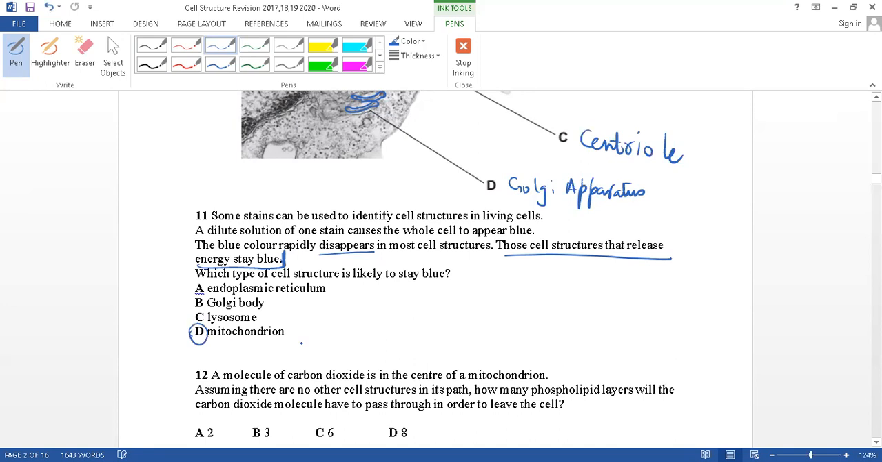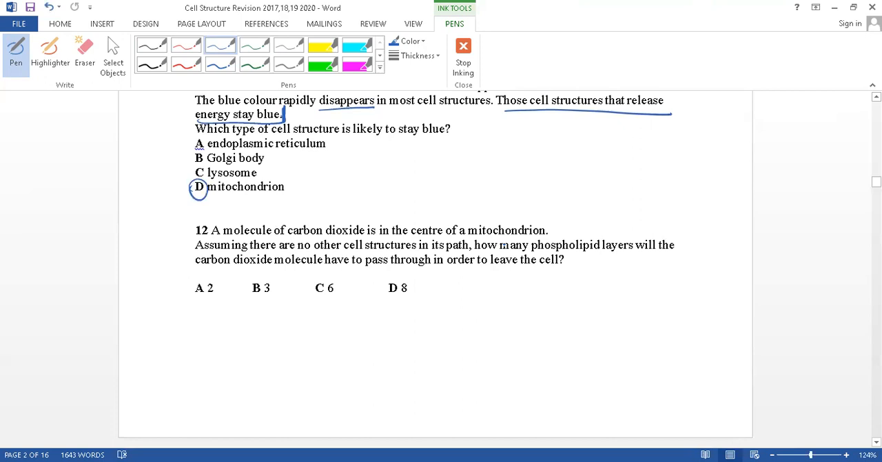Mitochondria. Excellent. It will make ATP, it will make energy and will stay blue. A molecule of carbon dioxide is in the center of a mitochondria. Assuming there are no other cell structures in its path, how many phospholipid layers will the carbon dioxide molecule have to pass through in order to leave the cell?